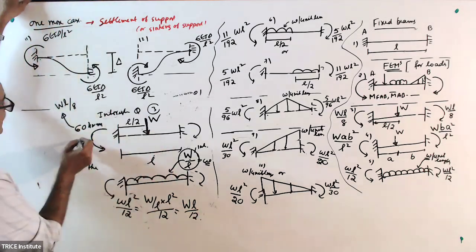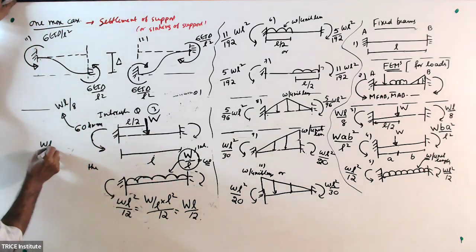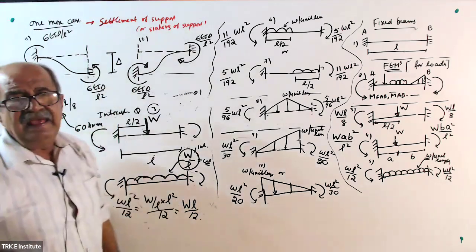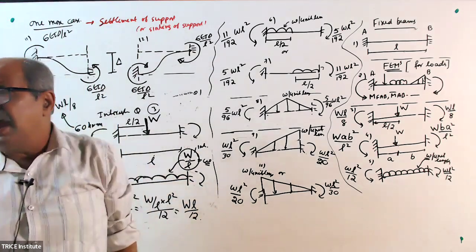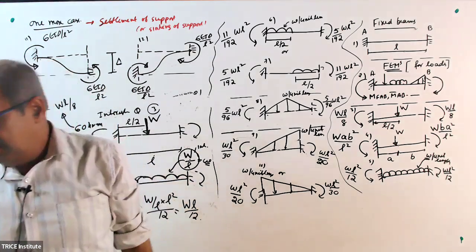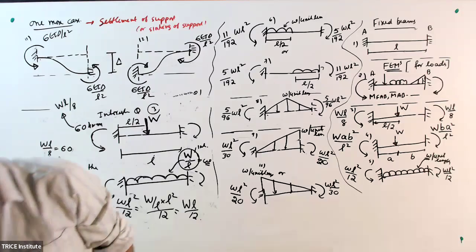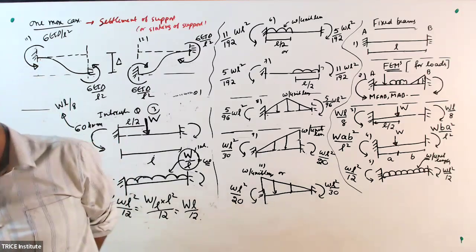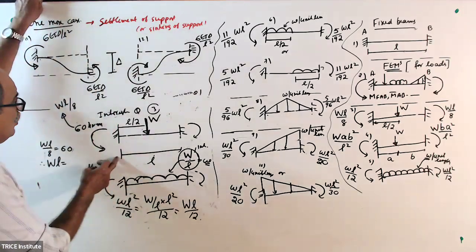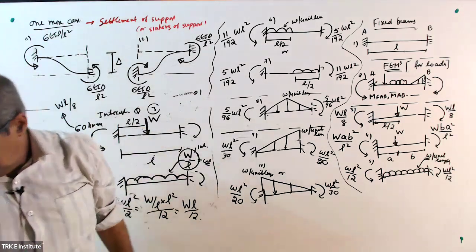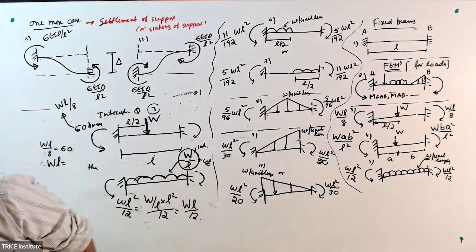Now do one thing. WL by 8 is 60. Therefore, tell me what is WL? Earlier you got WL by 8 is 60. So what is WL? Tell the answer. You require a calculator for that one. What is W into L? If earlier they told WL by 8 answer is 60, so what is W into L? This also you can't answer.